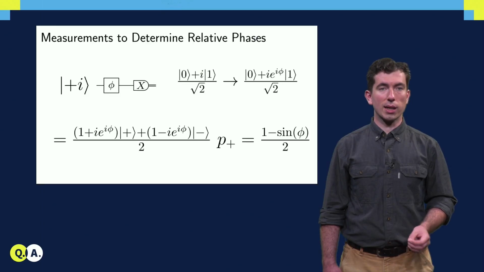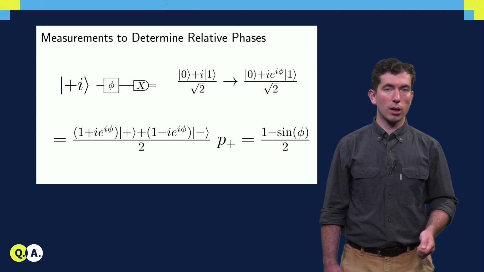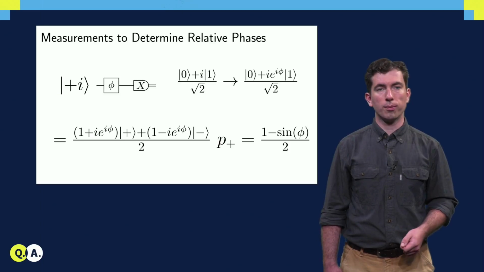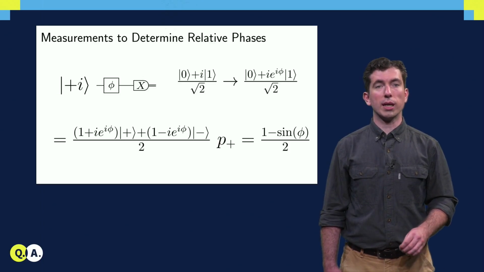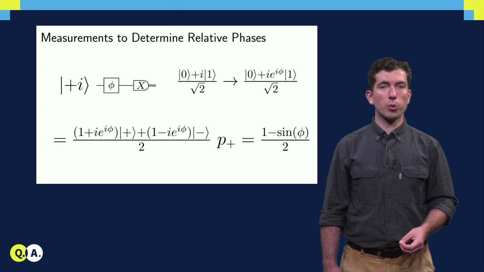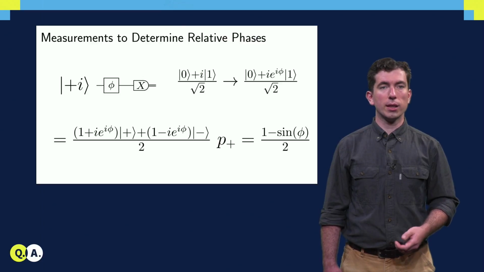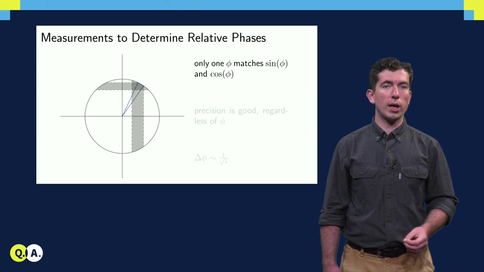Well, we can run a second type of experiment, which involves preparation of the plus i state, which is 0 plus i 1. Then we feed that through the phase gate and measure out in the x basis as before. If we do the same algebra to analyze this experiment, we end up with a probability of measuring the plus state, which now depends on the sine of phi, which is the y-coordinate of phi in the diagram we drew previously. Now, we have only one range of angles that's consistent with both our imprecise estimates of sine phi and the cosine of phi.